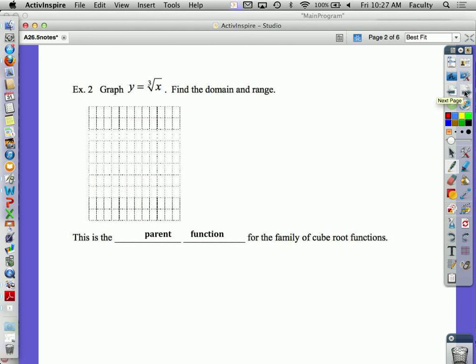All right, now we're going to look at y equals the cube root of x. Find the domain and the range. Well, we've talked about these before. Odd roots, domain is all real numbers because I can plug in, say, the cube root of negative 8. What's the cube root of negative 8? Negative 2.